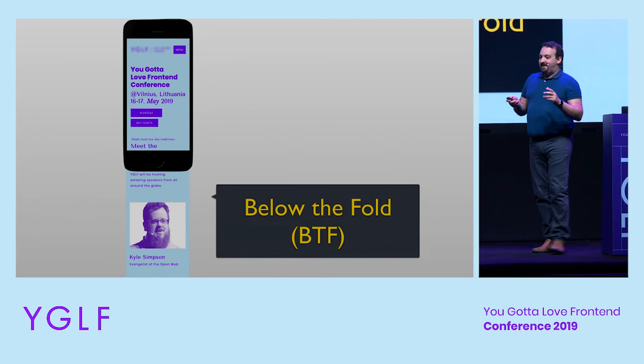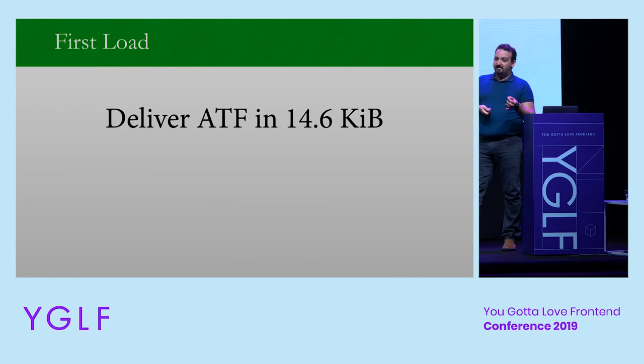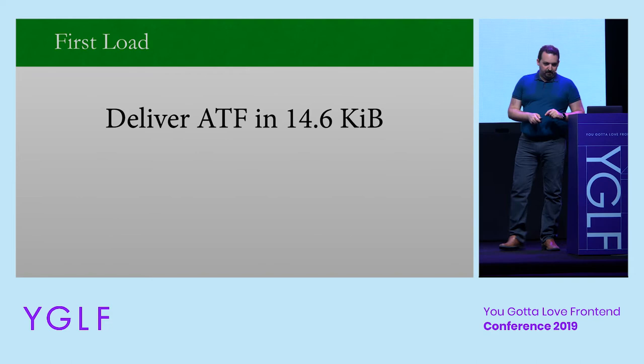So that means that if we can deliver only the ATF content, the above the fold content, in 14.6 kibibytes, we can achieve really great performance because it will fit in one TCP packet. Okay, so that's the first tip.